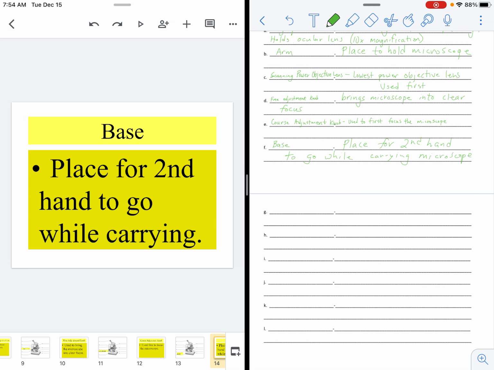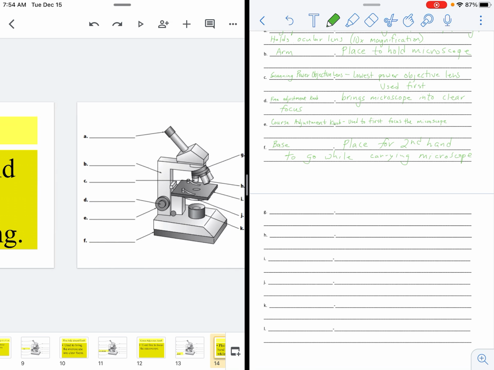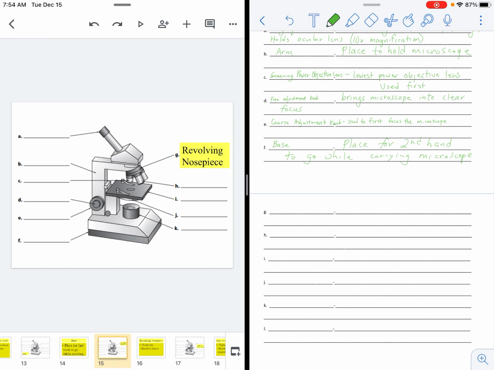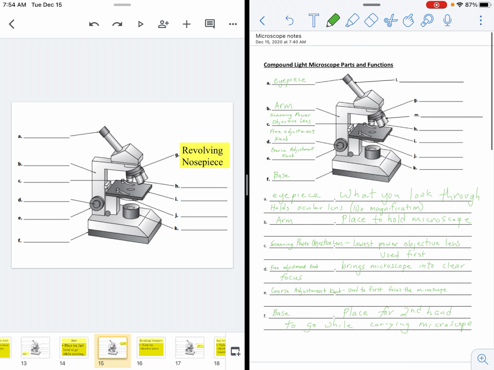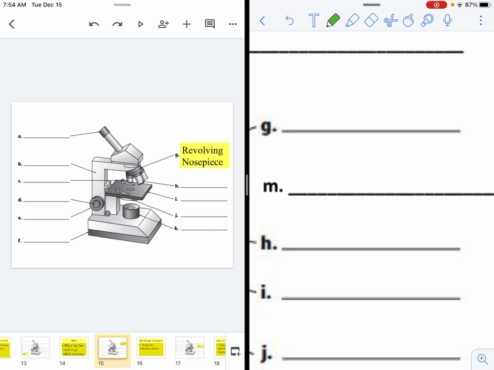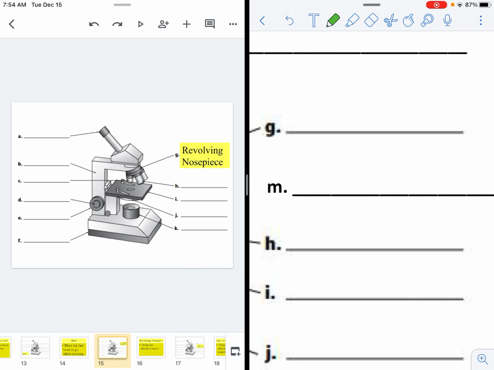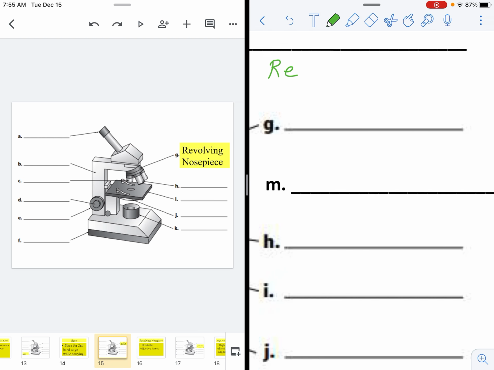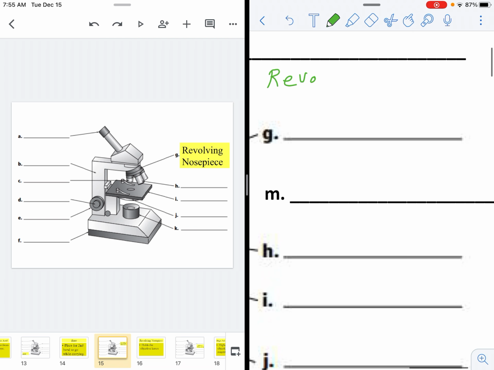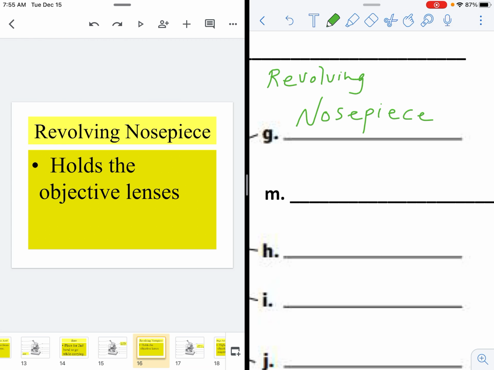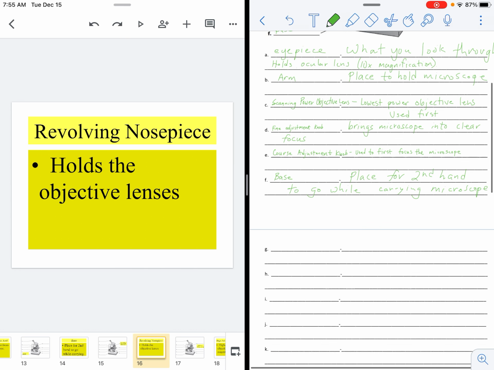All right, we're going to do one more, and then we're going to be done with the first half of our microscope. Next would be letter G, and letter G is called the revolving nose piece. And I apologize that the handout, we're kind of going out of order now for a couple of these, but follow along on the diagram, please. And the function of the revolving nose piece is to hold the objective lenses.